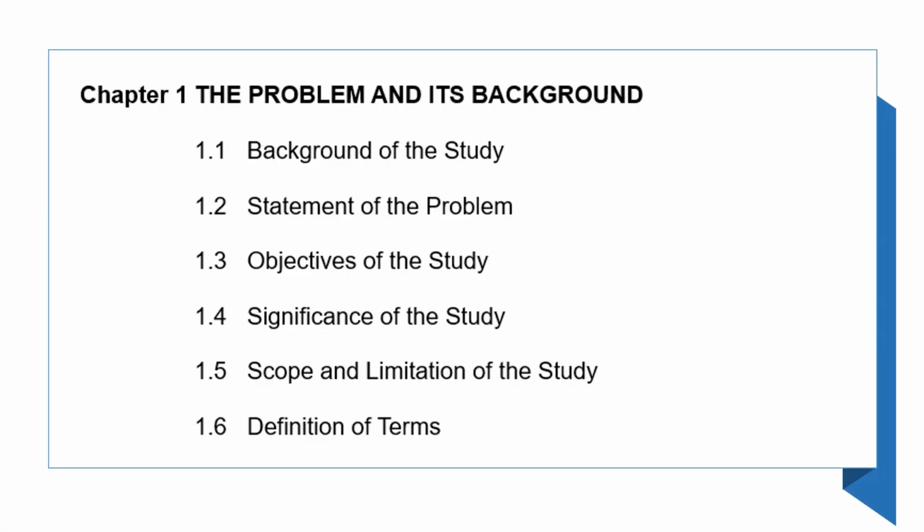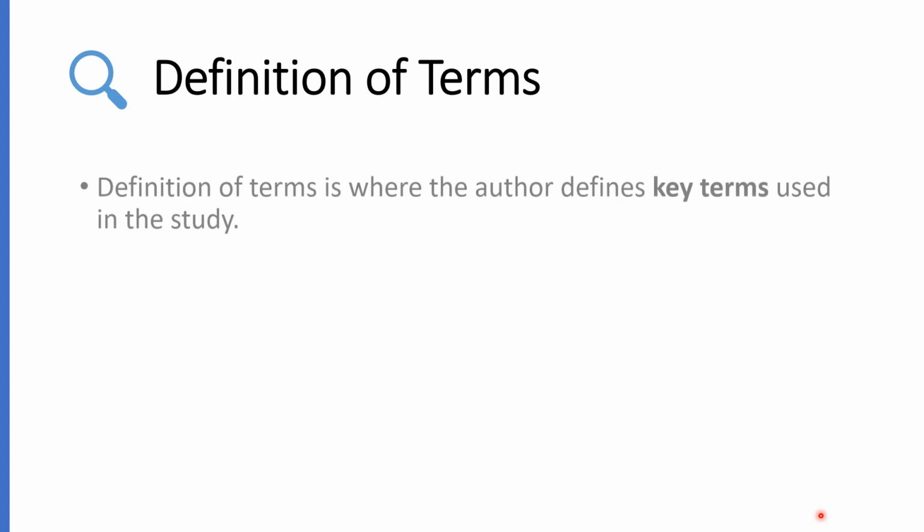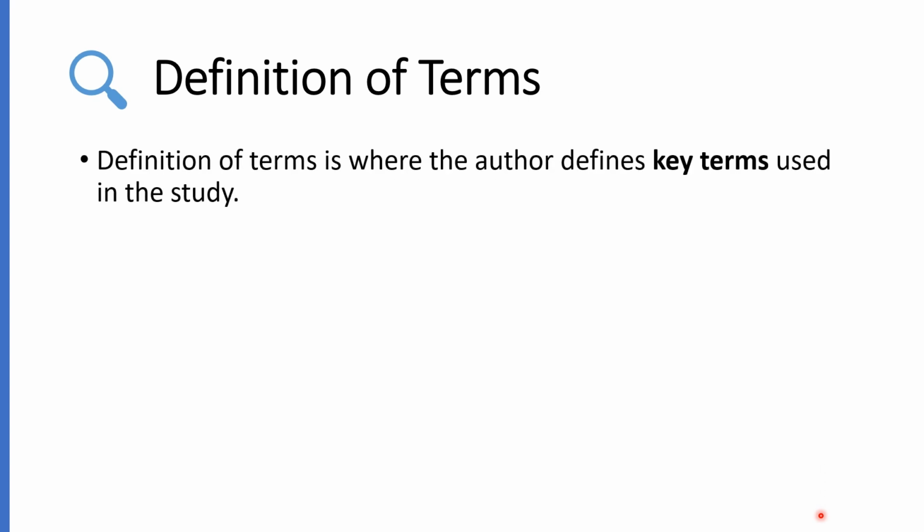Finally, you have the definition of terms, the last part of the problem. The definition of terms is also an important section of the research paper, because this is where you will define key terms that will be used in your study. So in our research, there will be some technical terms, jargon that we will use, and the readers may not have knowledge of this research. Say, for example, they are from other fields or other disciplines, so they cannot understand these terms.